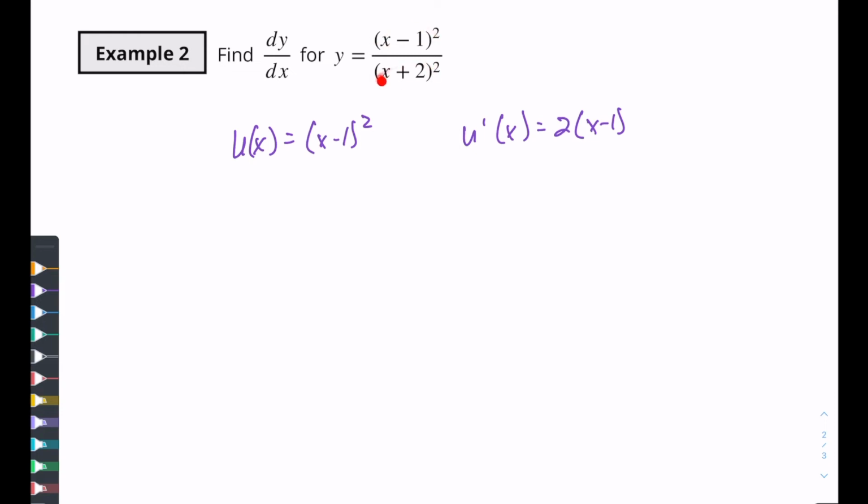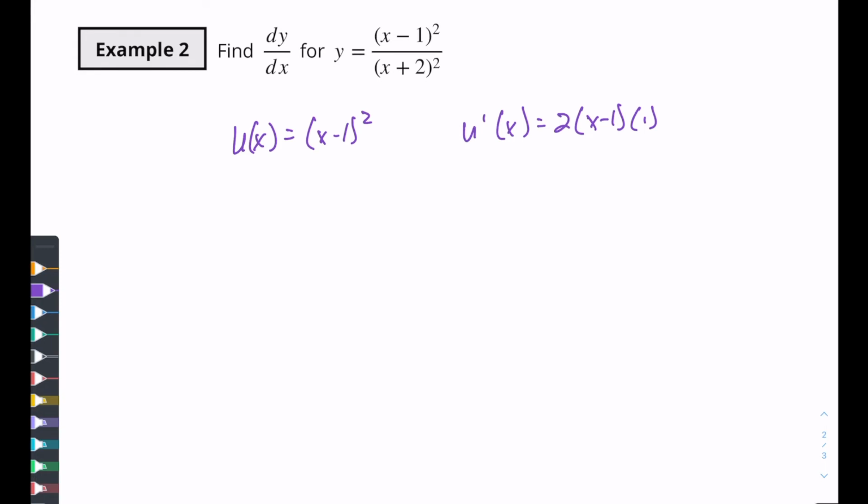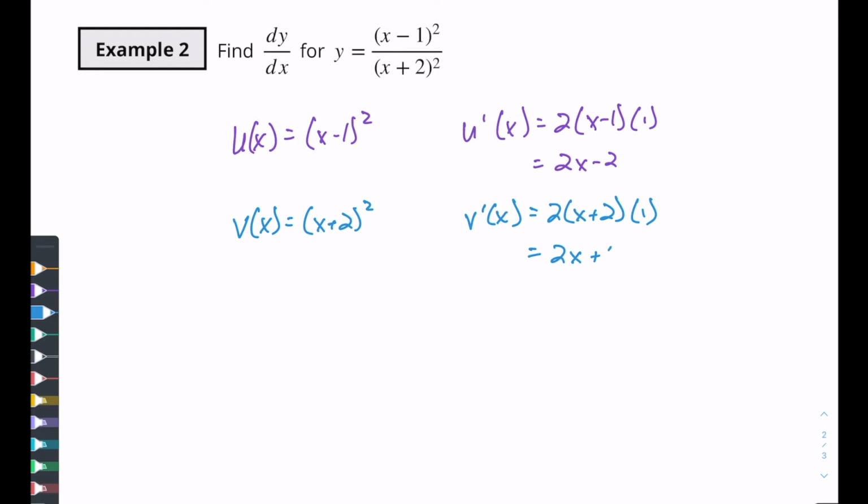Actually, we got a chain rule in the numerator and the denominator. So 2 comes out, 2 times x minus 1, subtract 1 from my exponent, times the derivative of the inside, which is just times 1. So my derivative here is 2x minus 2. V of x is x plus 2 squared. V prime of x is 2 times x plus 2 to the first power, and then the derivative of the inside is again just times 1, so I'm left with 2x plus 4.